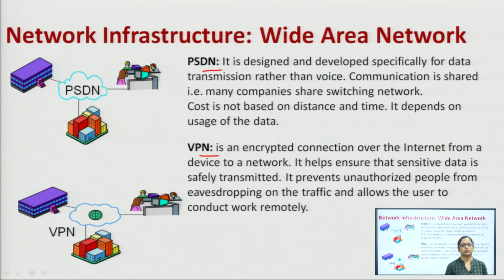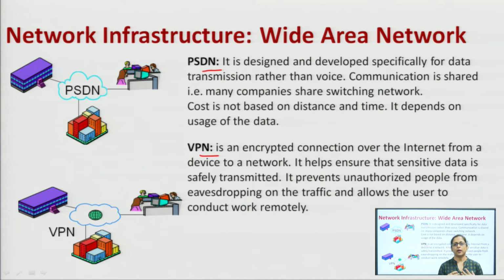So, that is why there are certain challenges with the PSDN, that the data confidentiality and secrecy is not very high, and that leads to the adoption of the next network infrastructure, that is VPN. VPN is basically an encrypted connection over the internet from a device to a network. It helps ensure that sensitive data is transferred in a very safe manner. It prevents unauthorized people from eavesdropping on the traffic and allows the user to work remotely and safely.